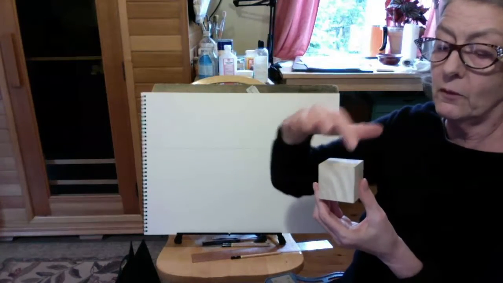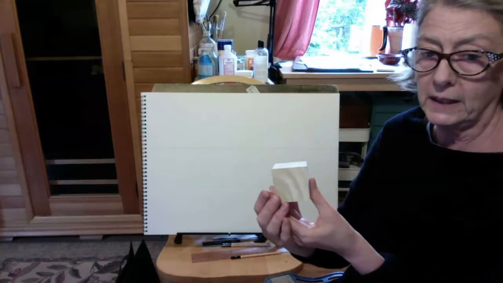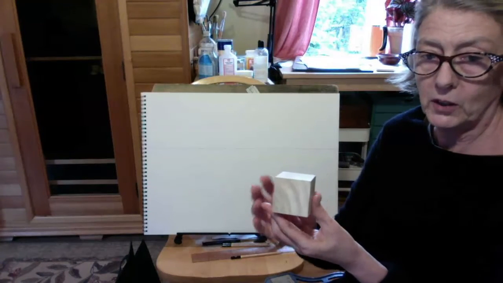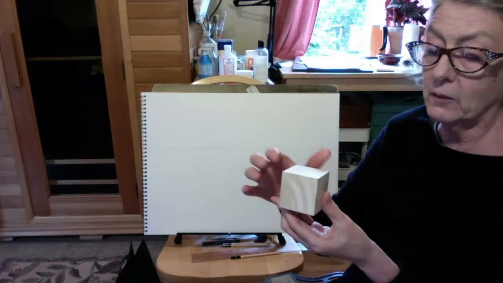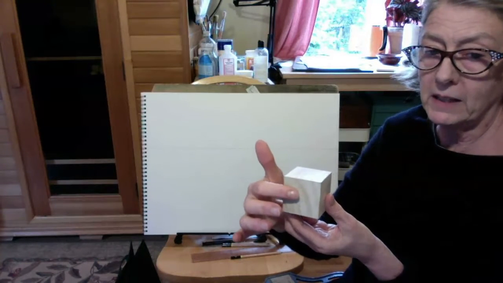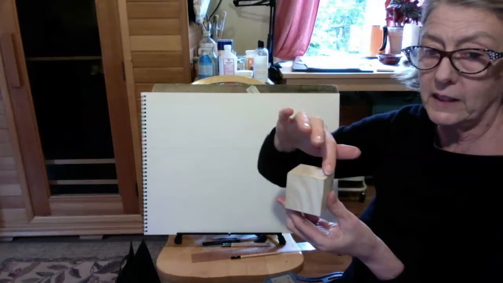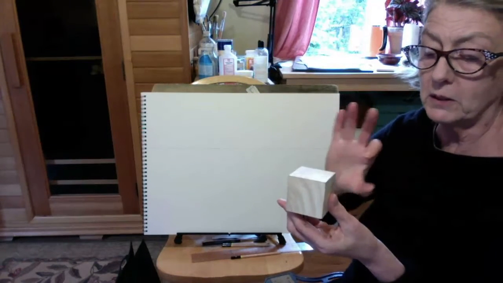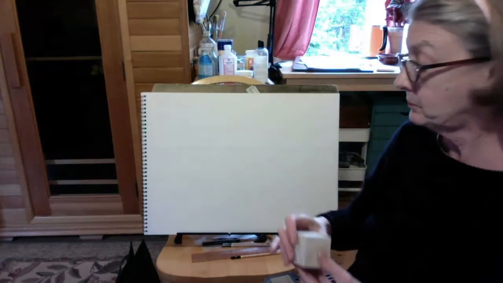Again, looking at this cube, trying to keep it level. If you look at one side, you see more of it. That means that side, the vanishing point, is going to be very far away, and the side where you see less of it is going to be closer in. But they're always going to be very far apart from each other.